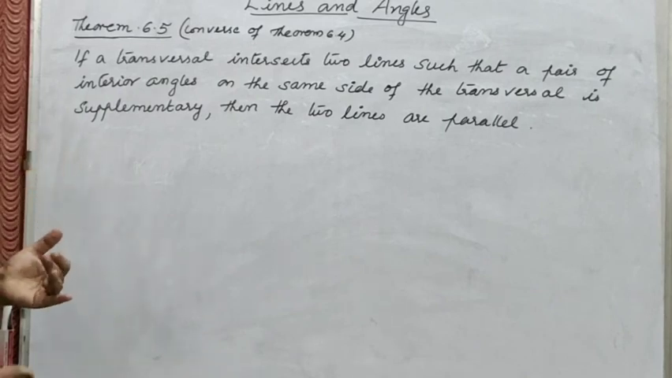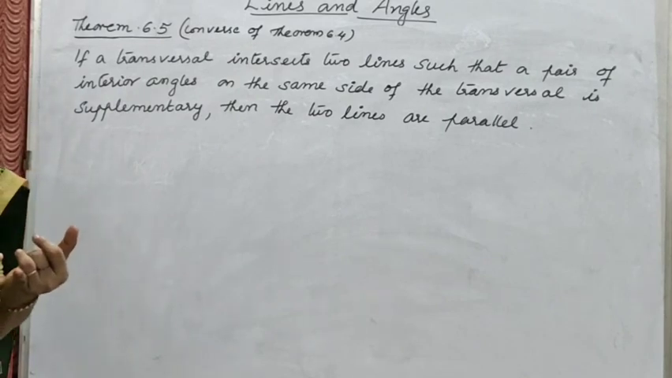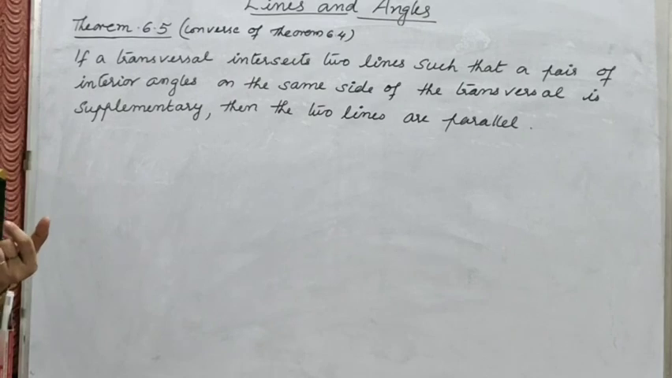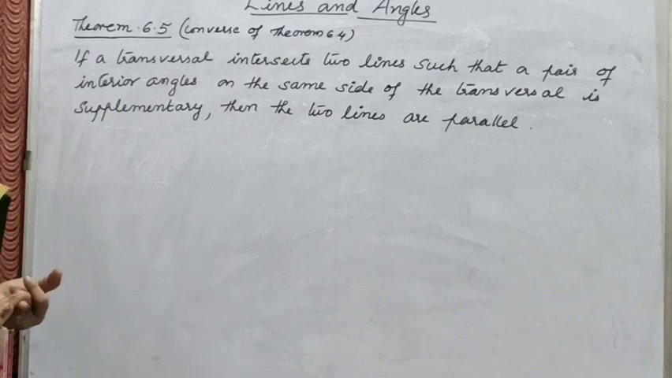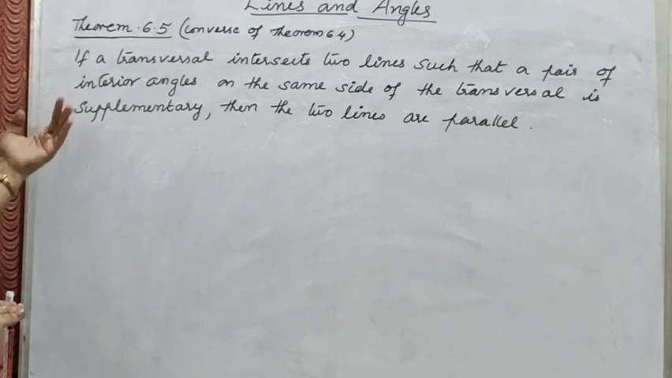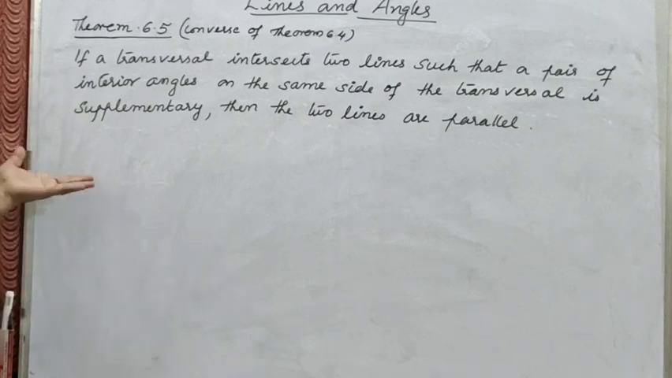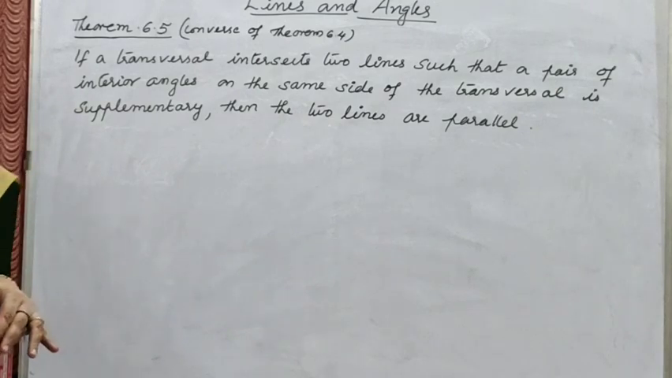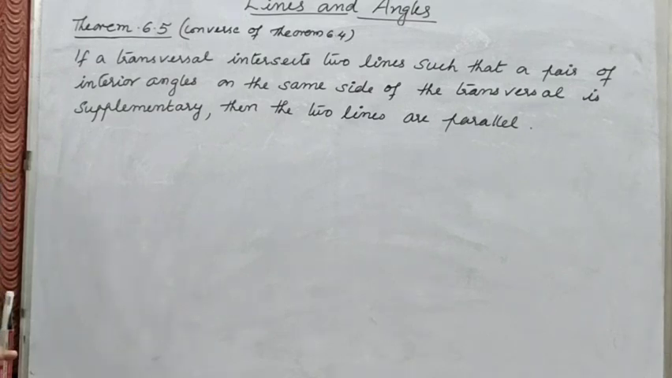With this I am winding up the classes. So listen children, we have learned the first theorem, vertically opposite angles. Then we have learned the corresponding angles axiom. As an axiom we have taken it. Linear pair also we have learned as an axiom. Next we have learned the theorem that alternate interior angles are equal. Again we have learned the theorem that co-interior angles are supplementary. For both converse statements, the proof is not required for the CBSE syllabus.